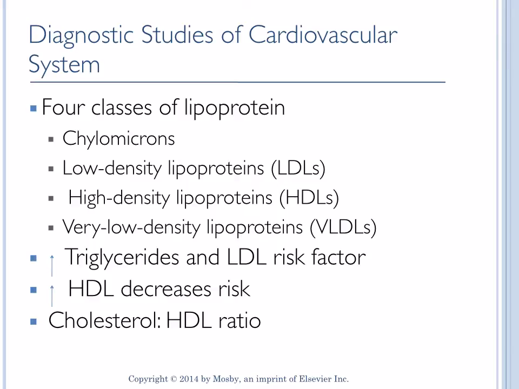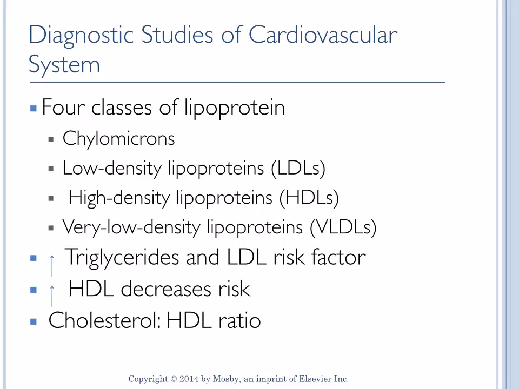There are four classes of lipoproteins: chylomicrons, LDLs, HDLs, and VLDLs. Now, why are there so many classes of lipoproteins? Because they contain different amounts of naturally occurring lipids. So chylomicrons are exogenous, or they are triglycerides from dietary fat.